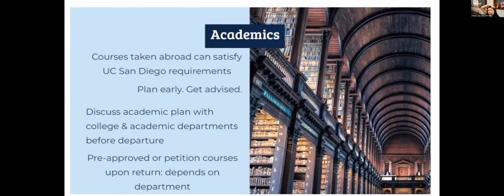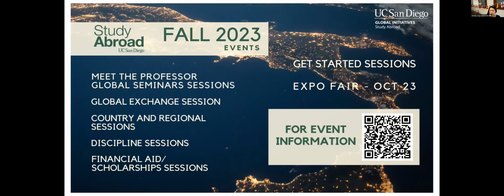All right, and then as for academics, how does that work? We have a list of courses that are already approved. Pretty much all of your coursework will transfer, which is quite nice. You will meet with your academic advisors prior to leaving to talk about coursework. And again, you can always meet with us during drop-in advising. We can help you select your courses.